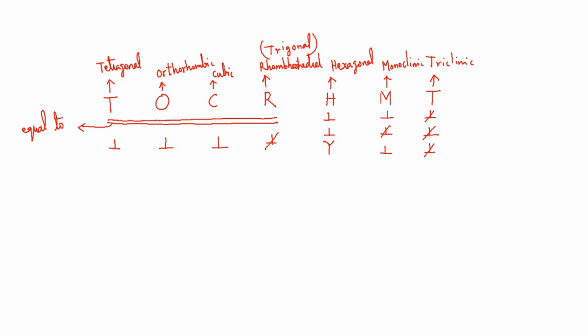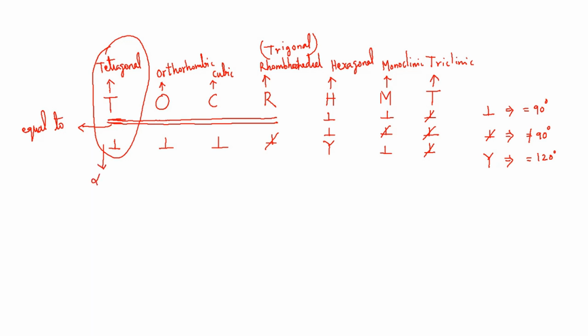So these notations have some significance. This notation indicates equal to 90 degree. This notation indicates not equal to 90 degree. This notation indicates equal to 120 degree. Based on these notations, we can say the 3 angles in the 7 crystal systems.